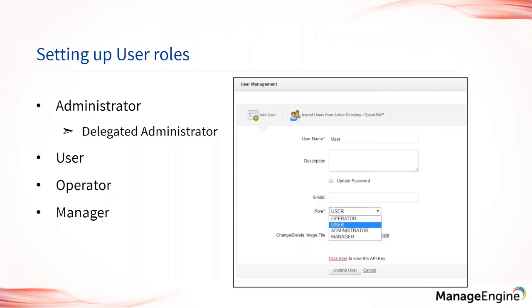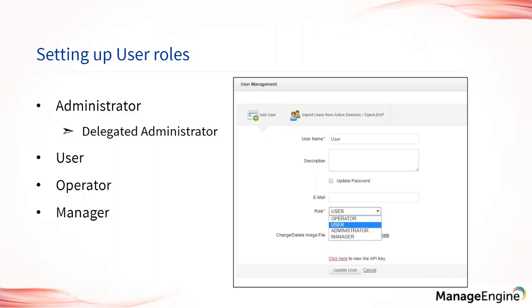Setting up user roles in Applications Manager is simple. We have 5 different roles apart from the default administrator or super administrator. So we have administrator, delegated administrator, user, operator, and manager roles. The user role will have read-only access to all the components that are discovered or added in Applications Manager. The operator role is again read-only access, but to specific monitor groups. We can associate groups for those operator roles.